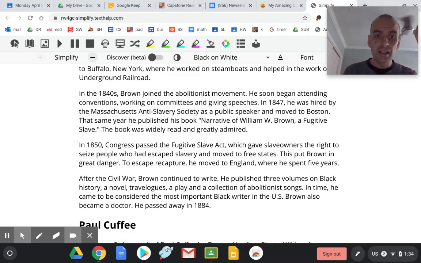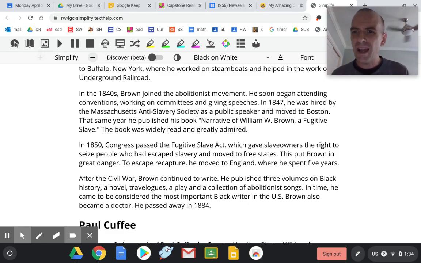In 1850, Congress passed the Fugitive Slave Act, which gave slave owners the right to seize people who had escaped slavery and moved to free states. This put Brown in great danger. To escape recapture, he moved to England, where he spent 5 years.